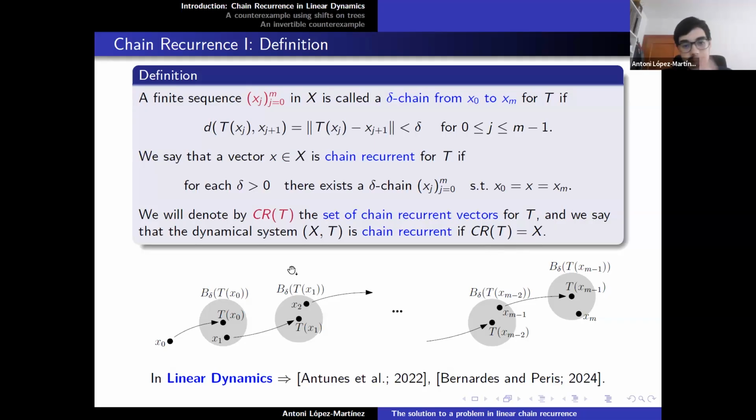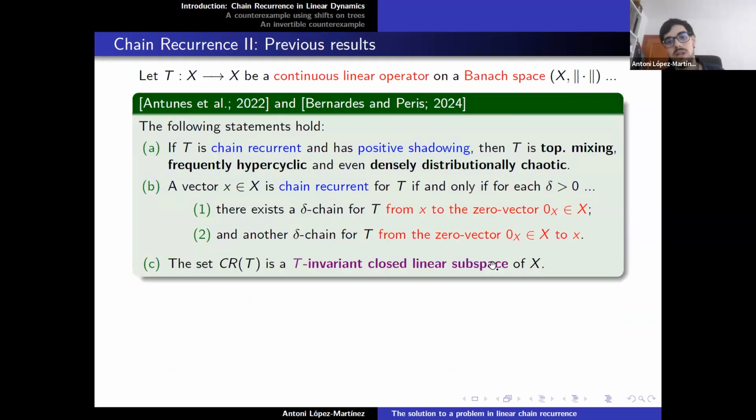The thing is that this notion has only been studied in linear dynamics since 2022. In fact, the first paper focused on this property was from Antunes et al. in 2022, and then there is another paper in 2024 talking about these kinds of properties. So I would like to present some of the main things that this property fulfills, which are the following.